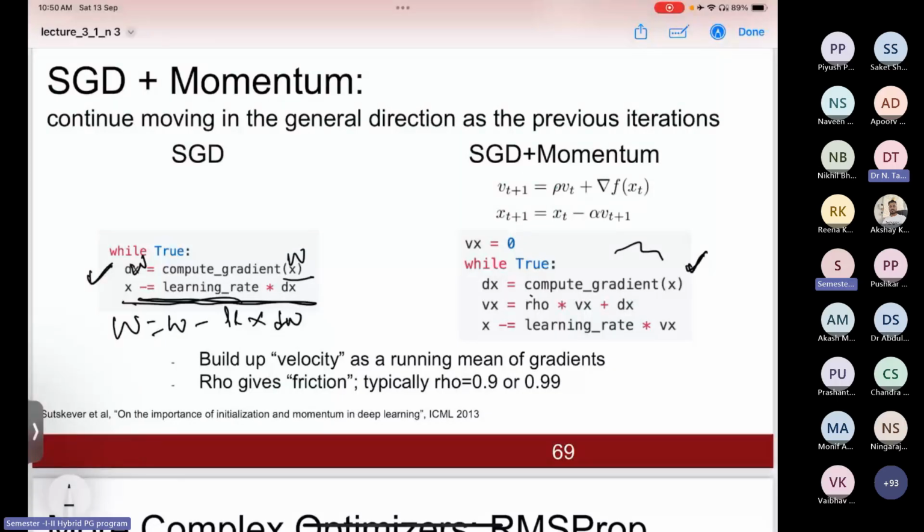So this is compute X, that is the current gradient, and then you will have this formula that we have already seen here. The rho term is a hyperparameter because you are fixing it. This is also called friction: how much friction I should give to the past. So this is friction into the velocity plus the current gradient. And then you are applying the same formula that we have seen here.